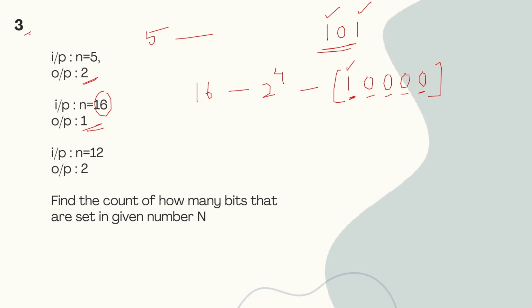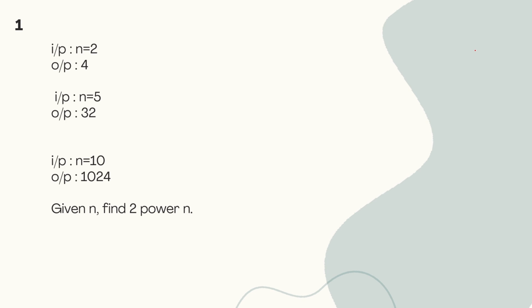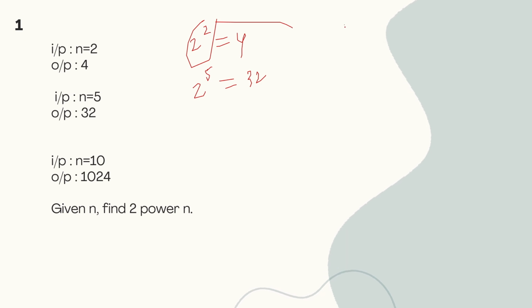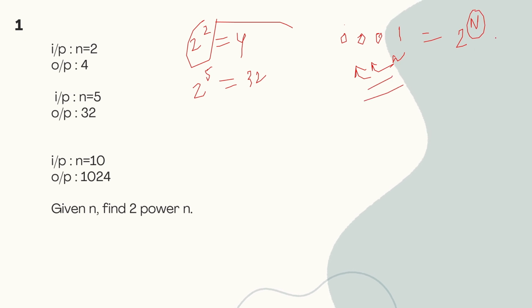You can clearly check, right? This third question is somewhere related to our first question. In the first question, we did something like 1 left shift. We are trying to find 2 power 2, which is 4, 2 power 5, which is 32. We take 1 and shift it, and we represent it in the form of 2 power n, right? How many times you shift, that many times you get that 2 power n.